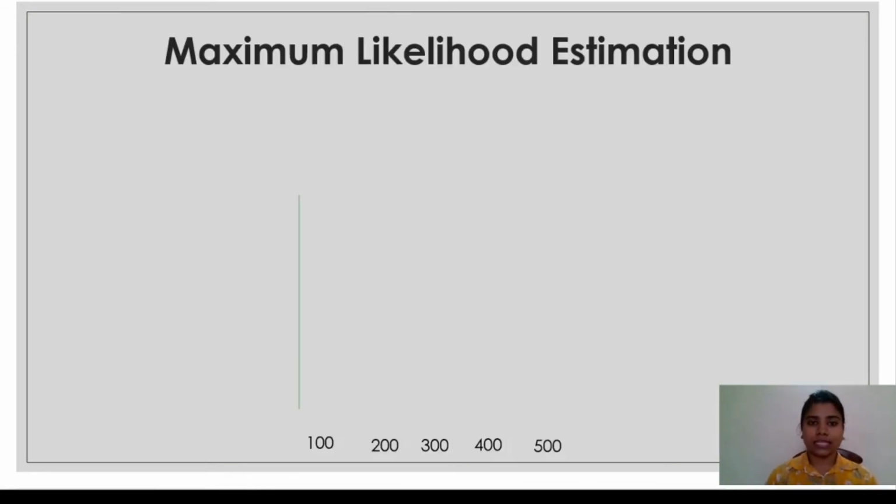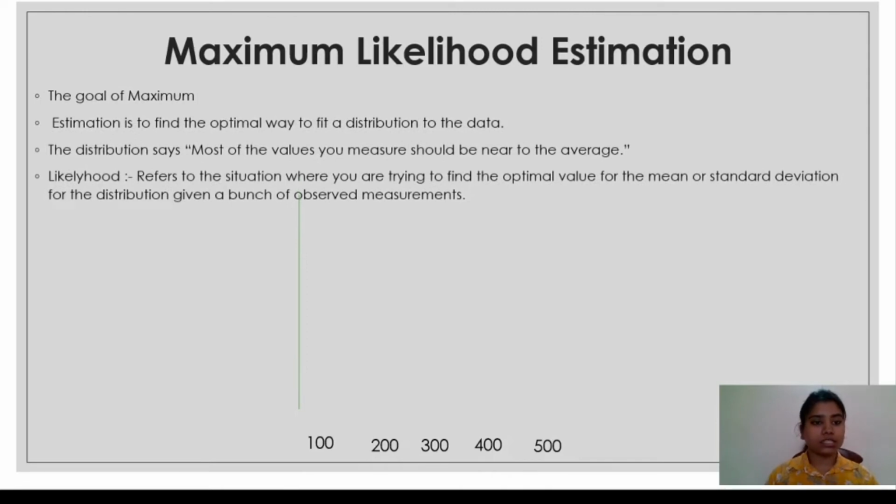Now we will go to the next topic, that is the maximum likelihood estimation method. The goal of maximum likelihood estimation is to find the optimal way to fit a distribution to the data. And the distribution says most of the values you measure should be near the average. The term likelihood here refers to the situation where you are trying to find the optimal value for the mean or standard deviation of the distribution, given a bunch of observed measurements.